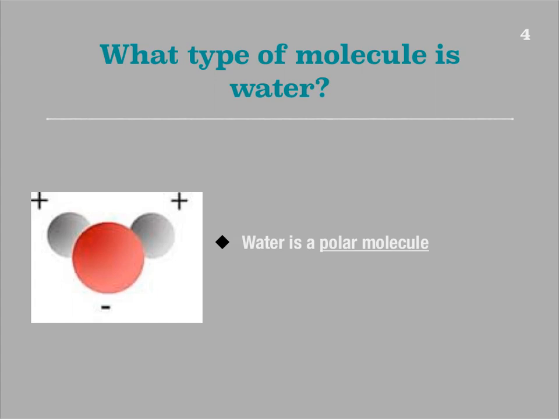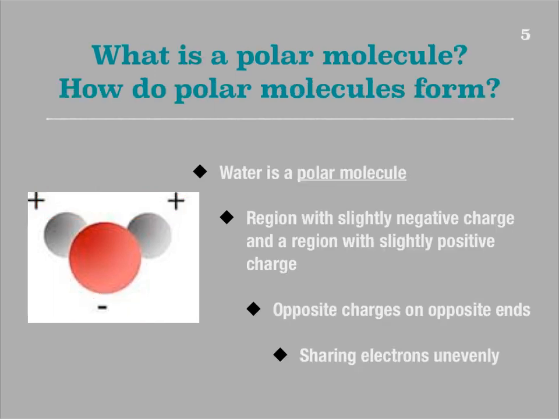Okay, the type of molecule that water is called a polar molecule. Polar in that it has an area on one side of it that is slightly positive, and an area on the other side of it that is slightly negative. This polarity, or these small charges on opposite sides of the molecule, contribute to the unique properties that water has.